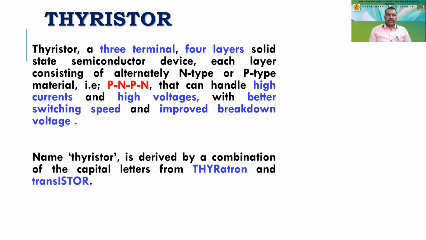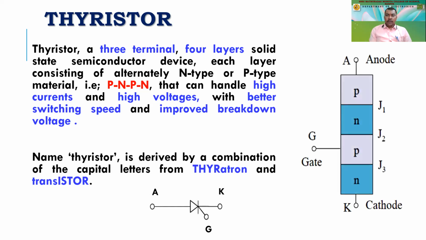Name thyristor is derived by a combination of the capital letters from thyratron and transistor. So combinedly, we are calling it a thyristor. Thyratron and transistor, the combination of these is called the thyristor. This is the thyristor which we are having. We call it an SCR.